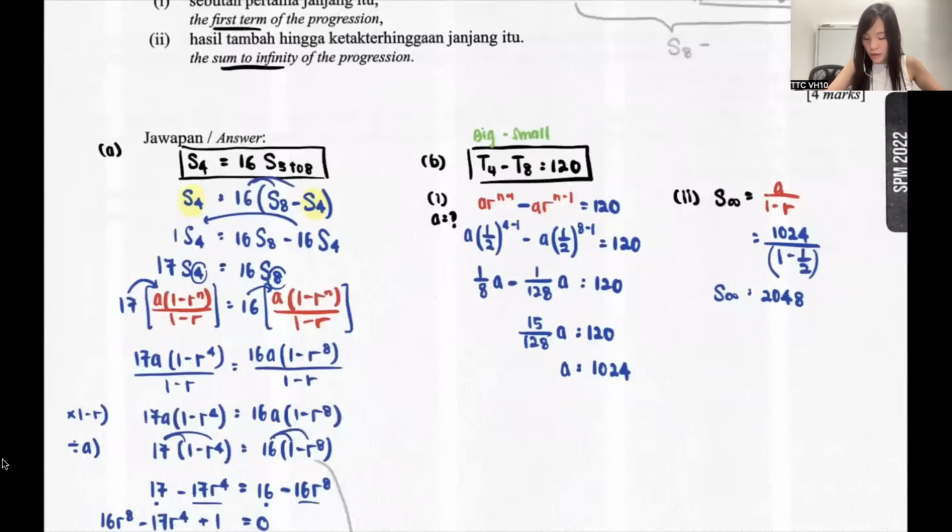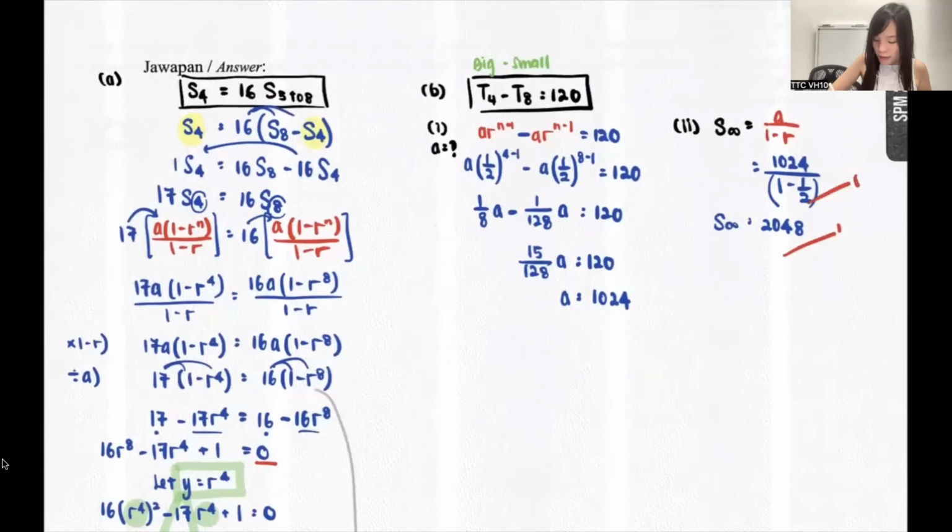Wait, let me see the marks. Okay, 4 marks. Here 1, this formula 1. This one with the formula 1. So there go the 4 marks. Quite easy, the 4 marks. And then the first 3 marks there.